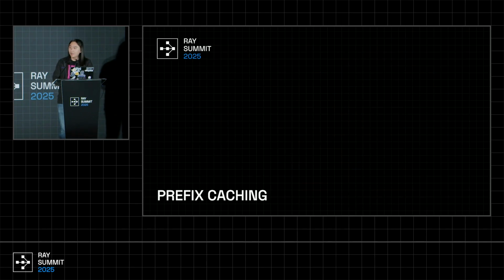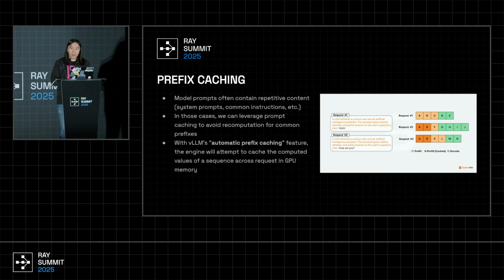So how can we improve further from that? Well, let's talk about prefix caching. So model prompts often contain repetitive content, things like system prompts, things like common instructions. If that is true, then we can leverage what's called prompt caching or prefix caching to avoid recomputation for a lot of the computation that is required for those common prefixes.